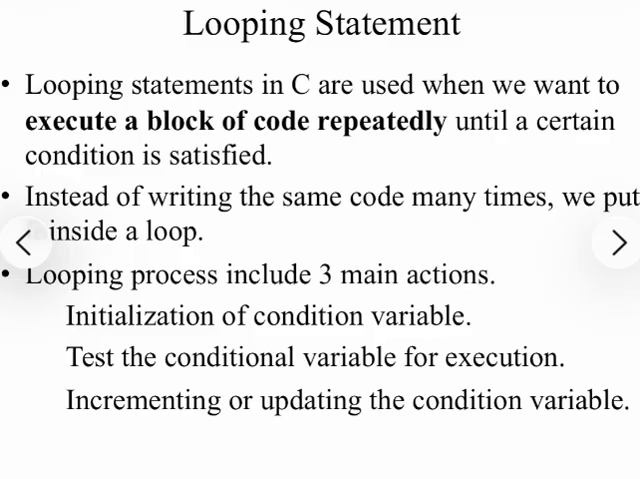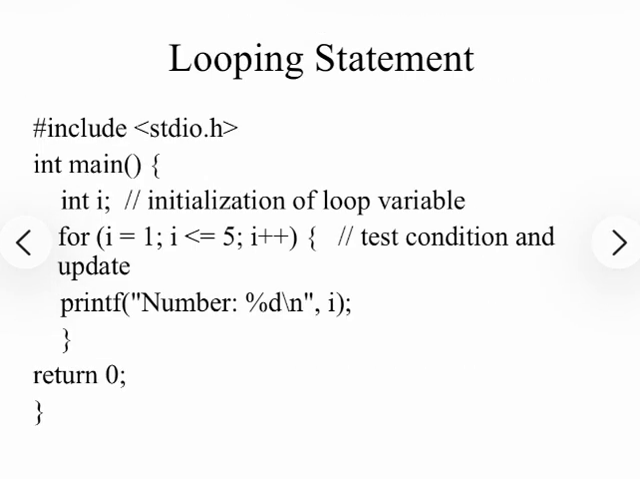The next topic we are going to see is the looping statement. A looping statement executes a block of code repeatedly until a certain condition is satisfied. Instead of writing the same code many times, we put it inside a loop. The looping process includes 3 main actions. First is initialization of the condition variable, then testing the condition variable for execution, and incrementing or updating the condition variable. This is the example for the looping statement.